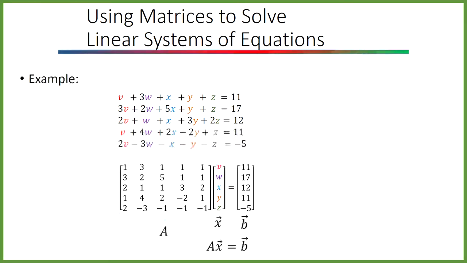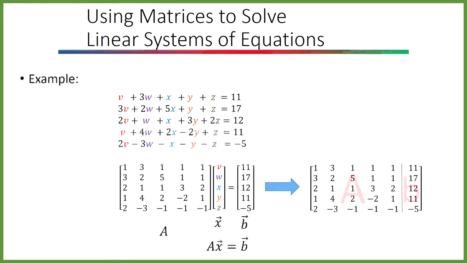We're now going to write a partitioned matrix that includes A and B. We refer to this partitioned matrix as the augmented matrix for our system of equations. This augmented matrix really contains all the key information for our system of equations, with the exception of the names of the variables.